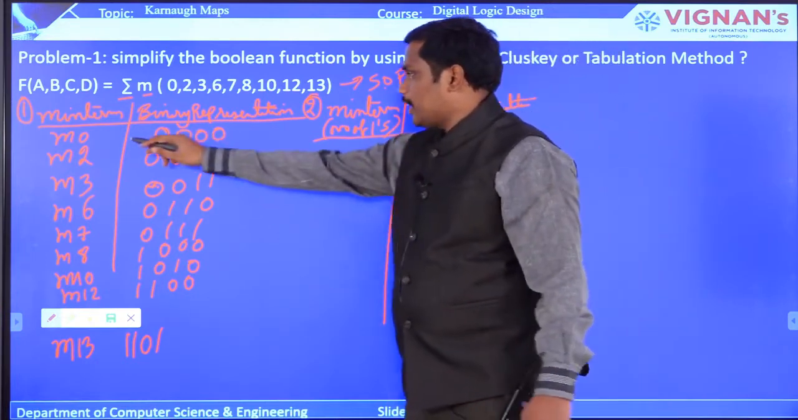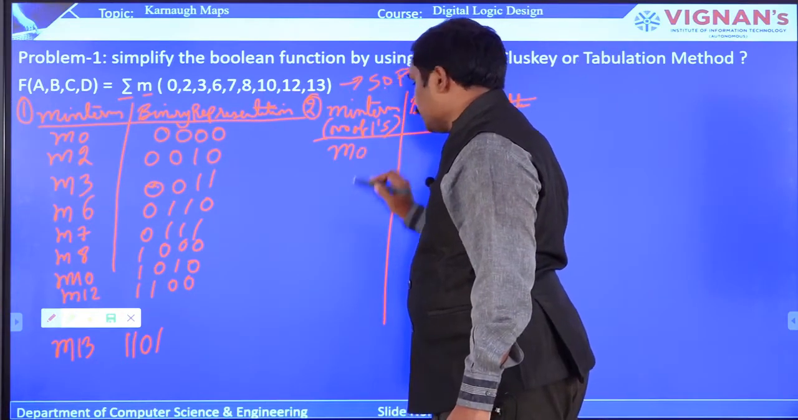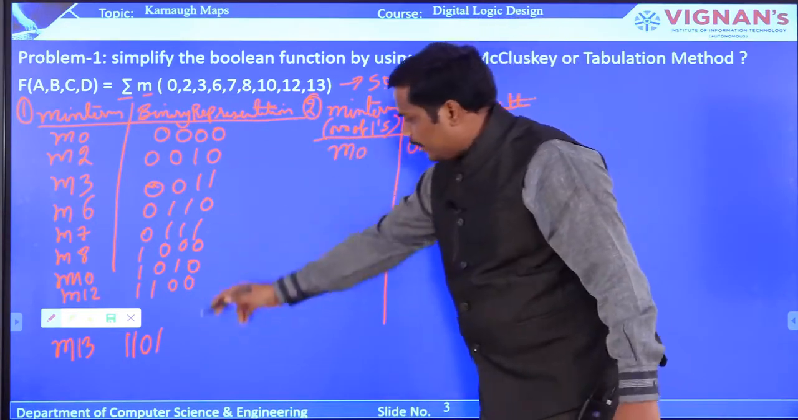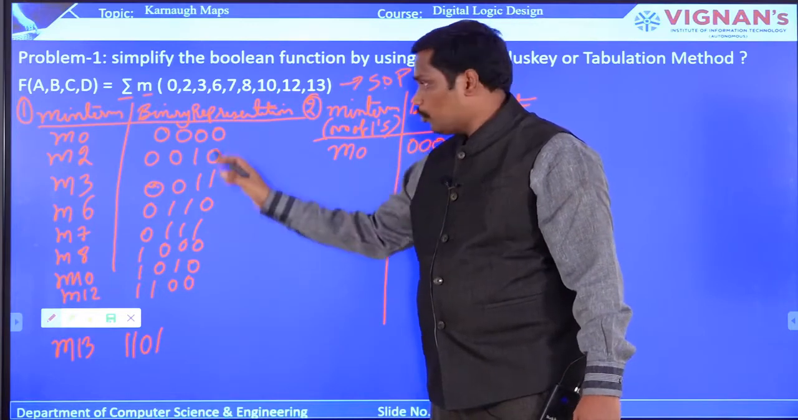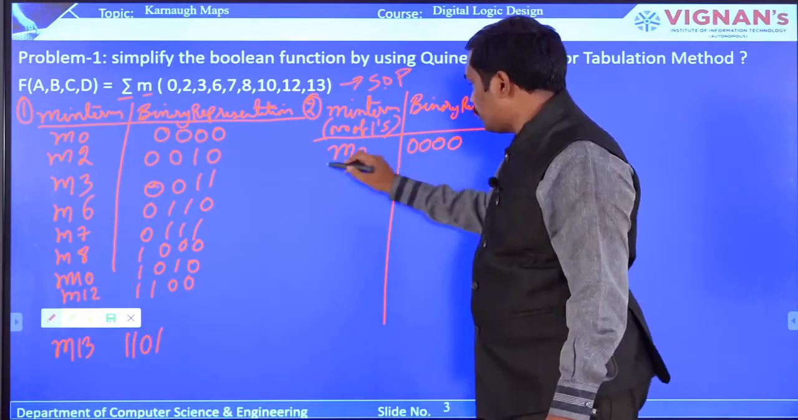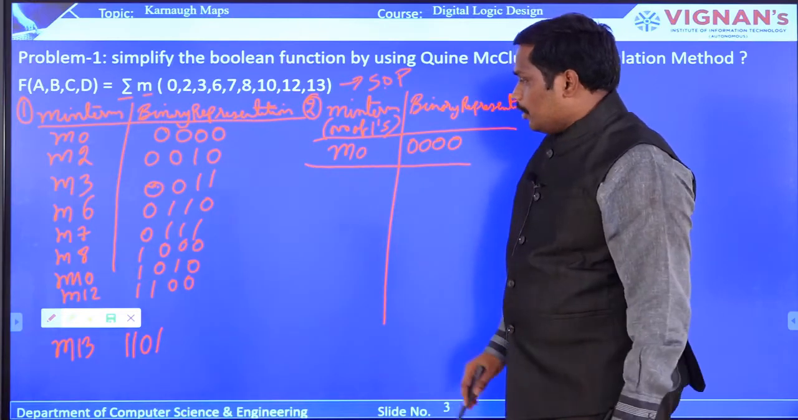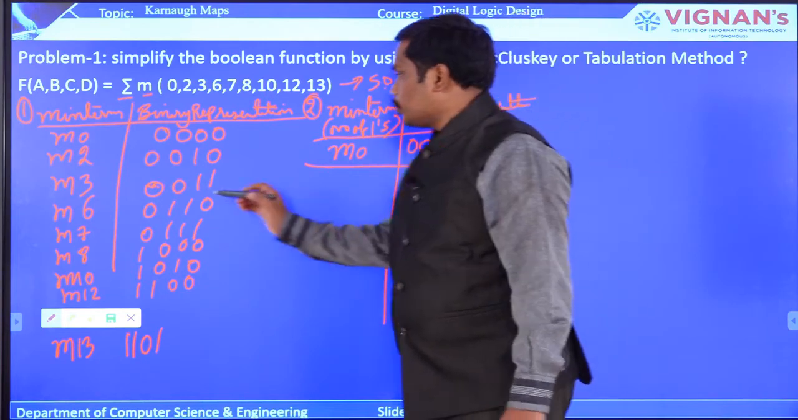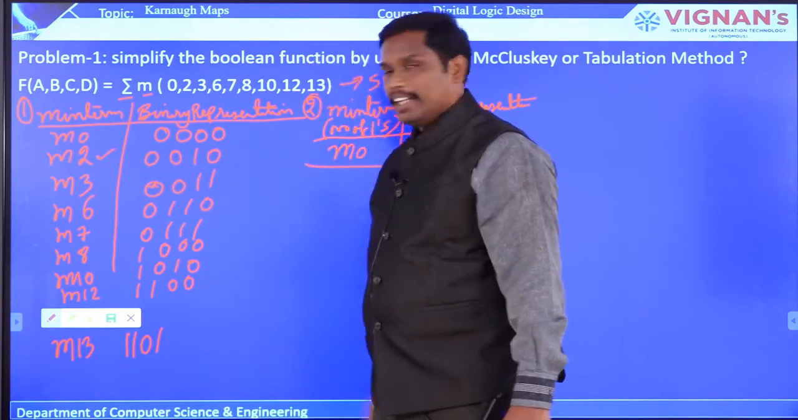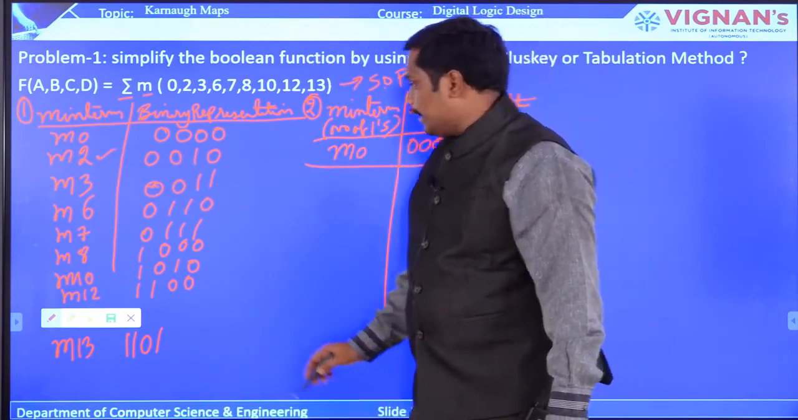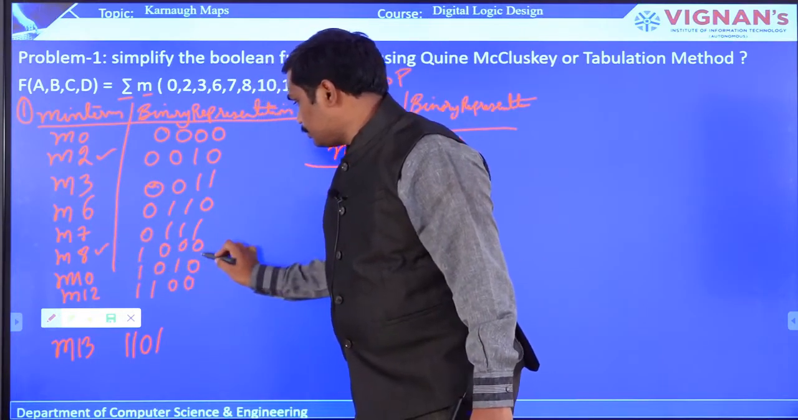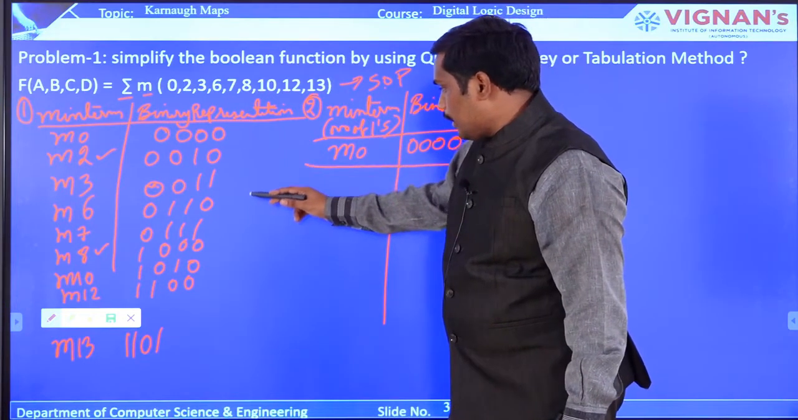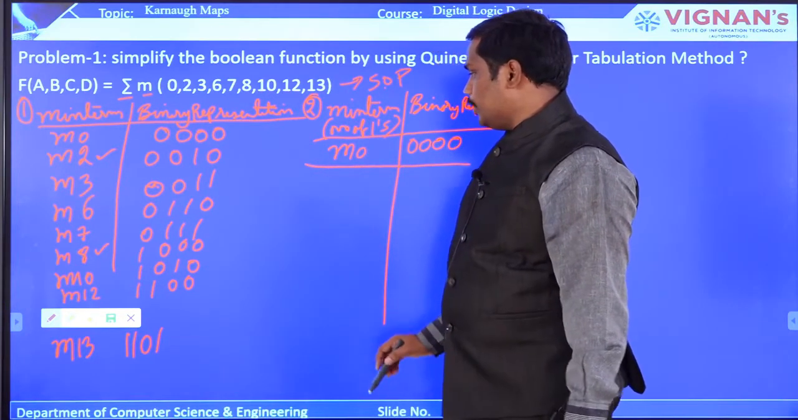So now you see this particular M0 is the first one, 0, 0, 0, 0, right? So next, are there any with no ones? Only this particular min term M0 is having no ones. And now the min terms which are having only one 1 must be taken. So you can see that M2 will be having one, and then M8 will be having one, right? So M2 and M8. Only these two are there.